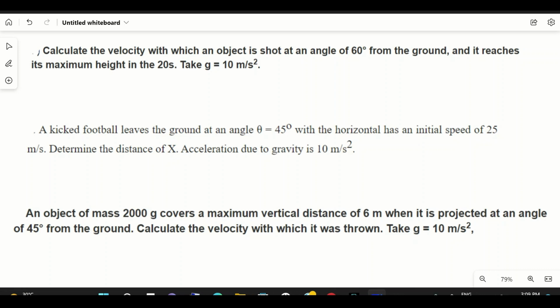So in today's video, we will solve some basic numerical problems based on the projectile motion. In previous two videos, we have derived a formula for range, maximum height, and time of flight, and the equation of the projectile motion. So you can watch the previous videos for those derivations. In today's video, we will just solve these three questions. So let's start.